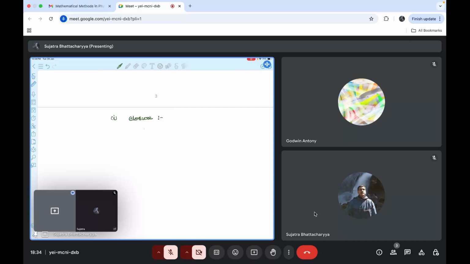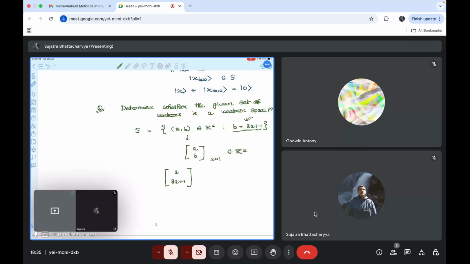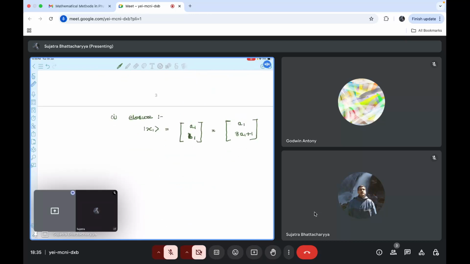See, in the closure property, what we can do is that, this is x1. Let x1 be defined like this: a1 and b1. What we can write here is a1, but b1 is what? 3a1 plus 1, correct? Based on this particular relation, we can write it like this.